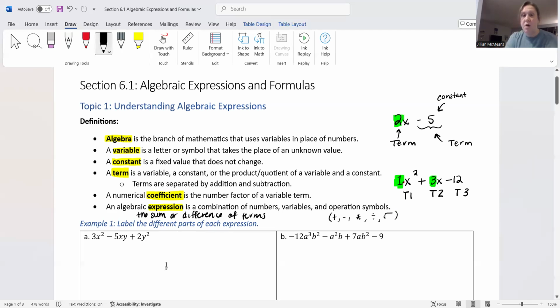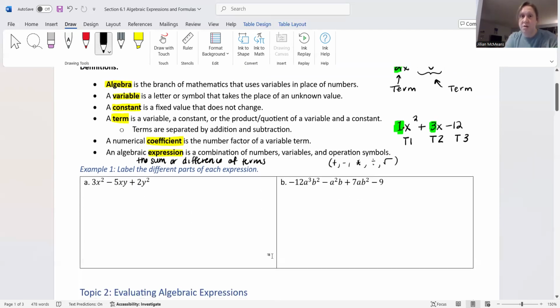For this video, we are going to just label the parts of our algebraic expressions. In video 2, we're going to evaluate algebraic expressions. In video 3, we're going to do a property called the distributive property. Then in video 4, we'll do simplifying algebraic expressions. So for this first example, example 1, it says label the different parts of each expression. What we're looking for is: what are the variables? Do we have any constants? What are our coefficients? And what are our terms? Those are the things we're going to look at.